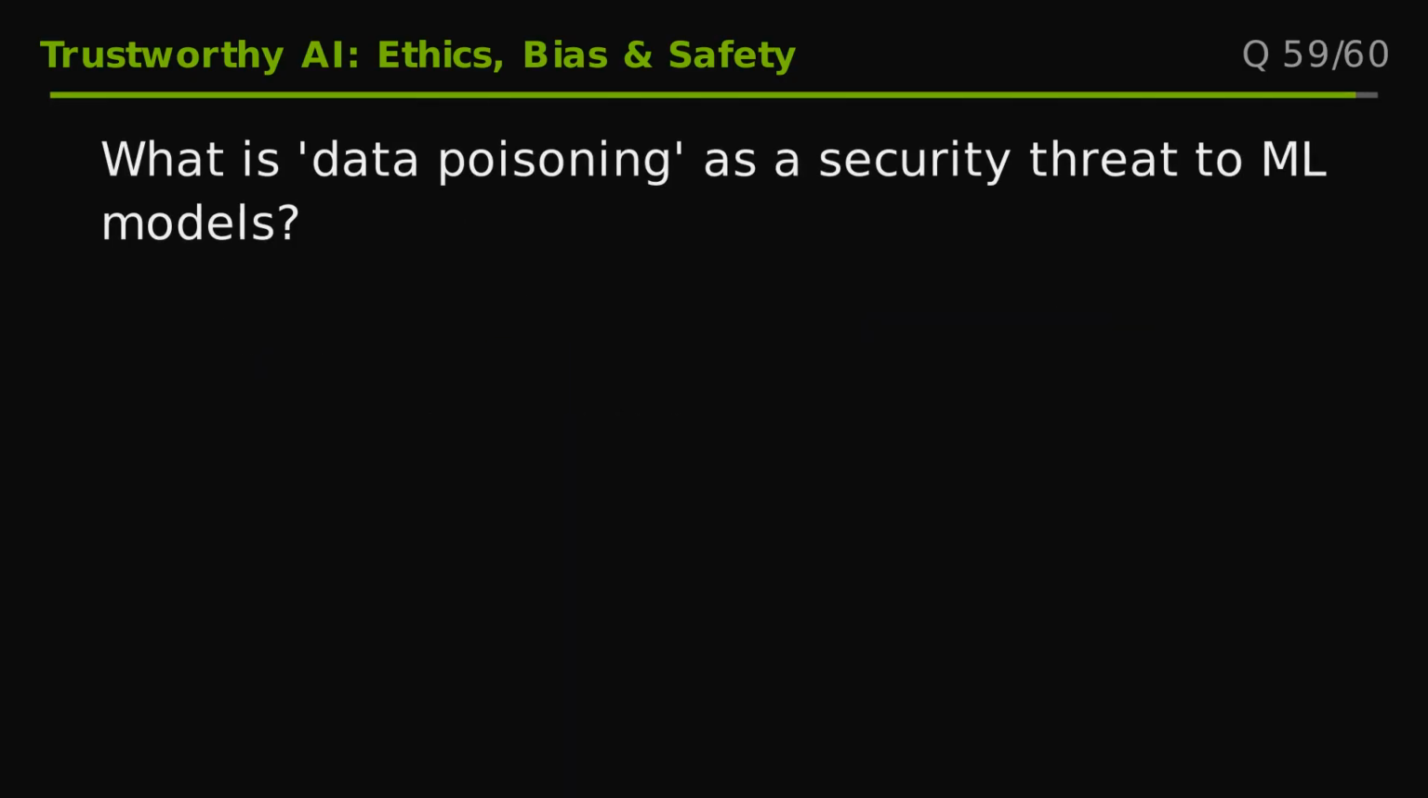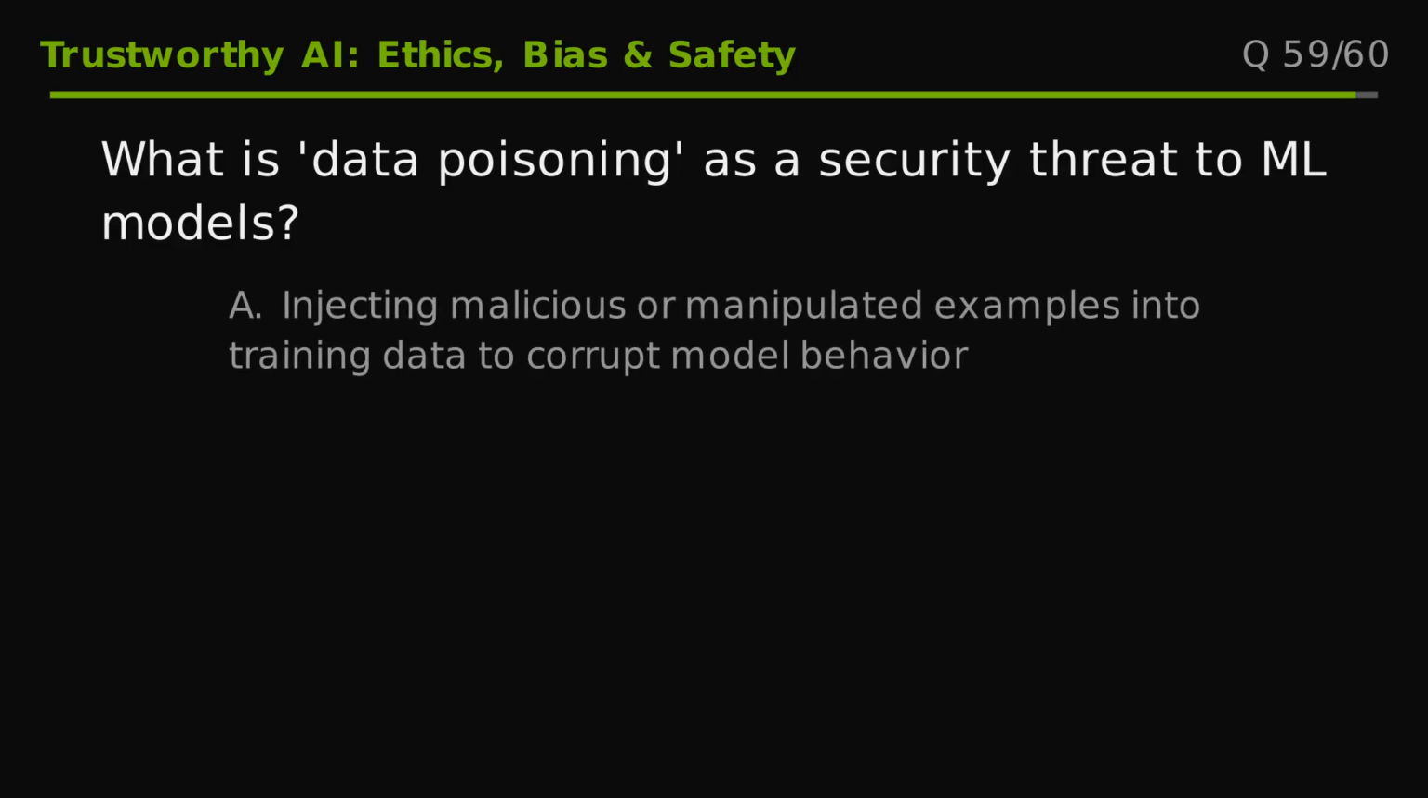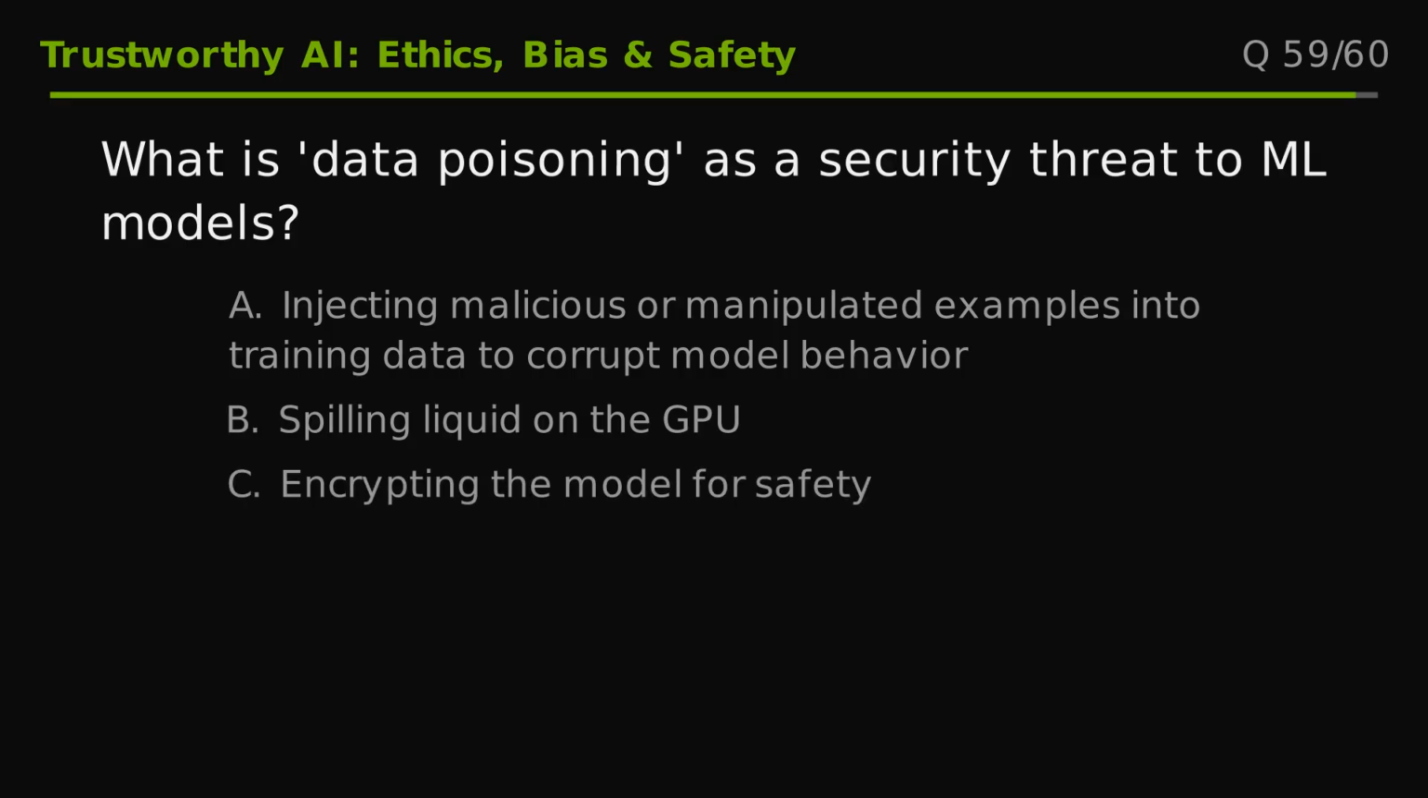Question 59. What is data poisoning as a security threat to AI models? Option A. Injecting malicious or manipulated examples into training data to corrupt model behavior. Option B. Spilling liquid on the GPU. Option C. Encrypting the model for safety. Option D. Reducing the learning rate.